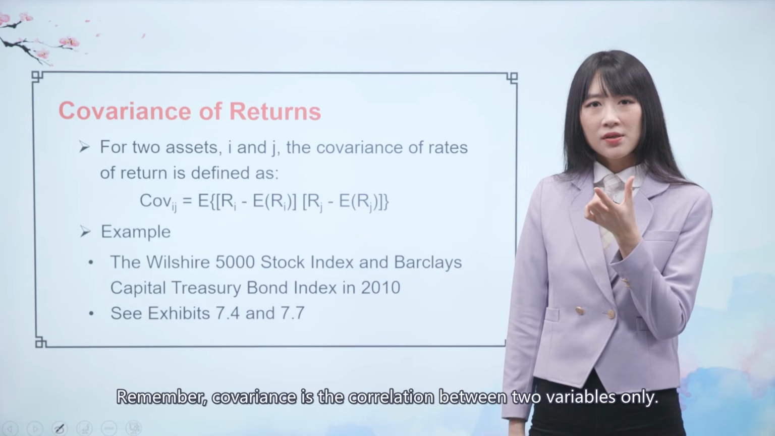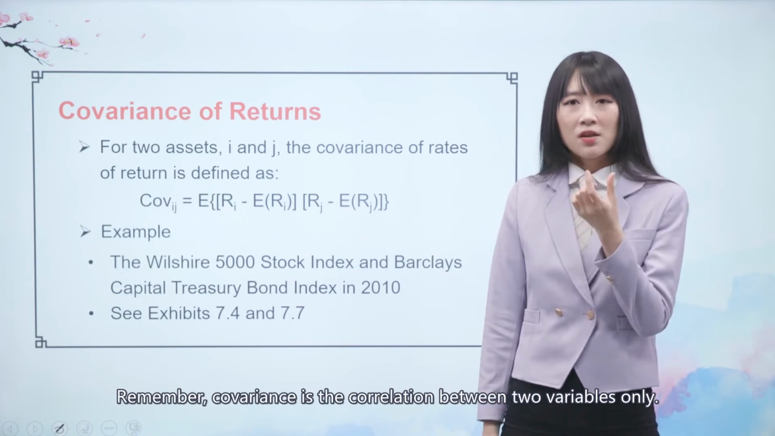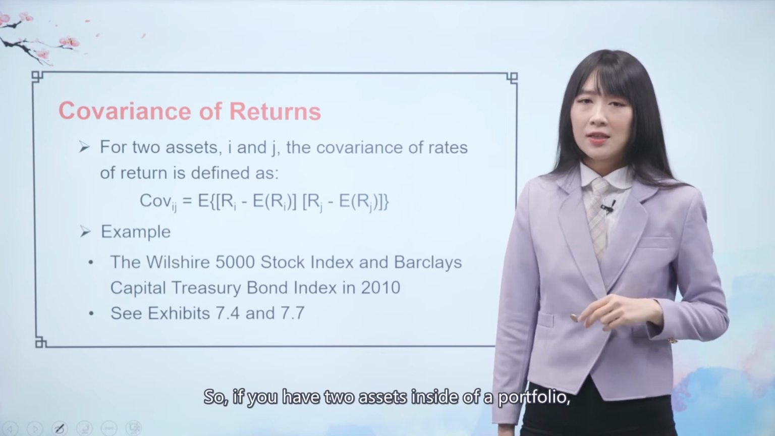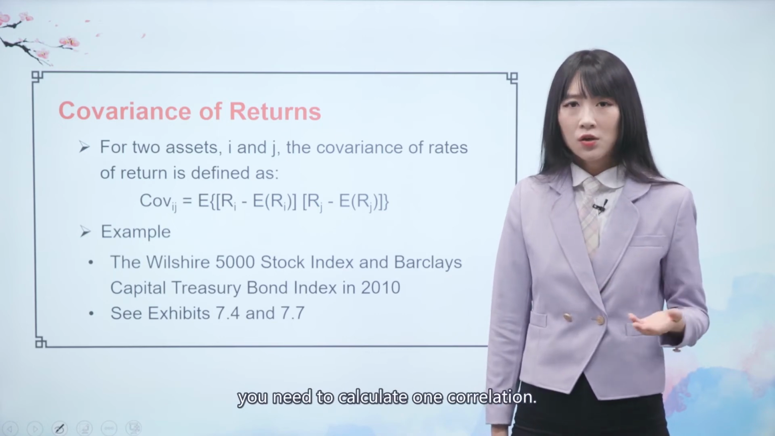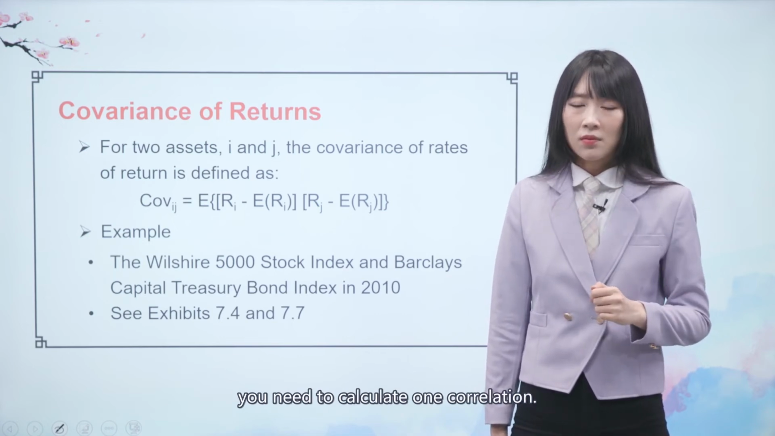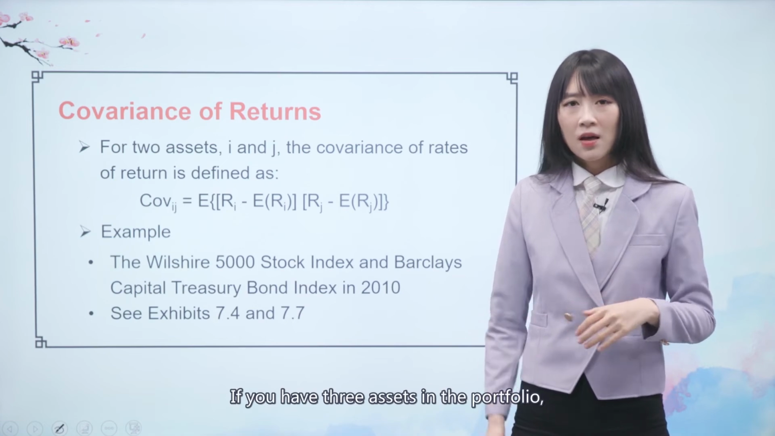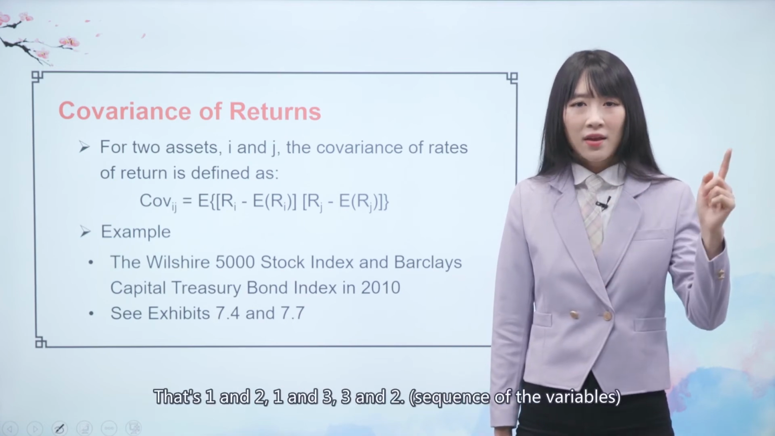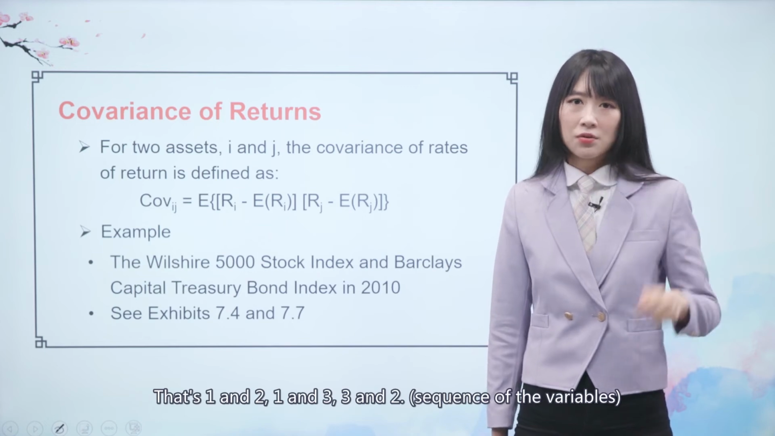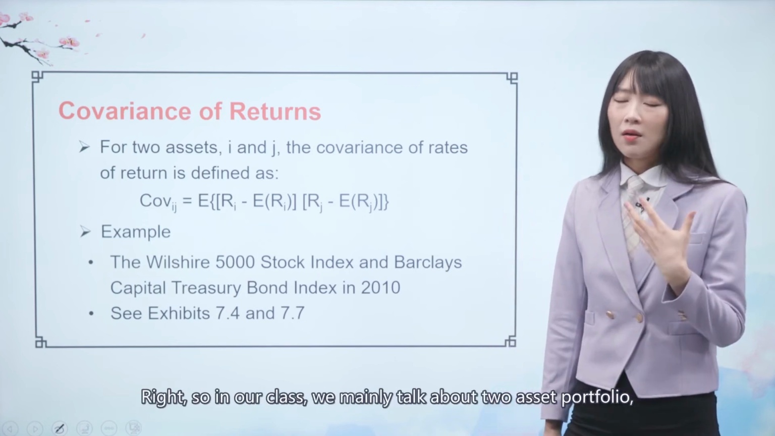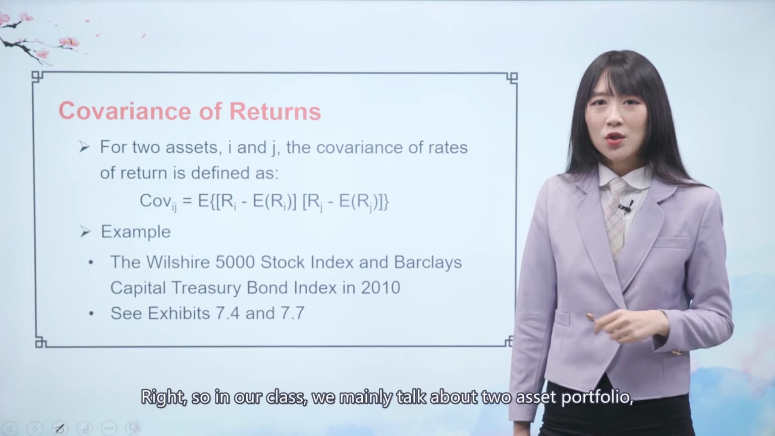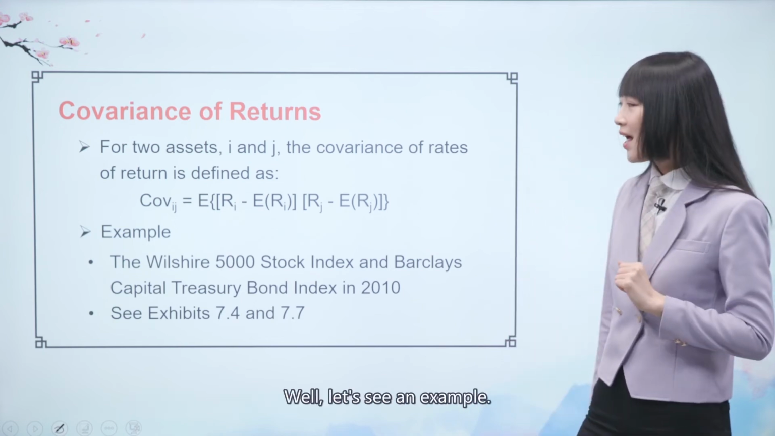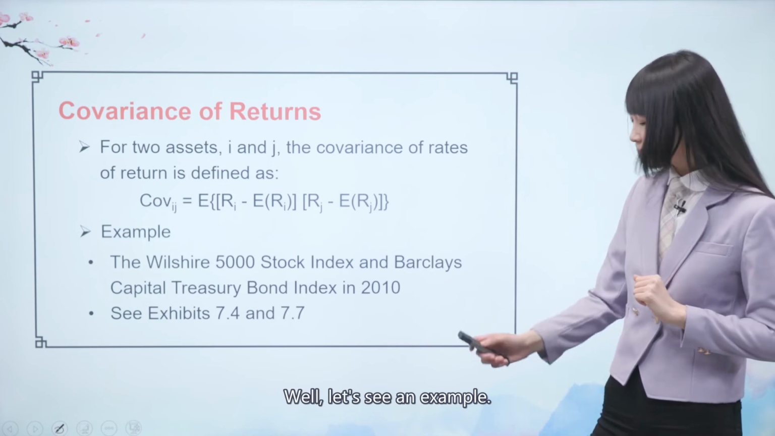Remember, covariance is between two variables only. So if you have two assets inside a portfolio, you need to calculate one covariance. If you have three assets in the portfolio, you need to calculate three covariances. That's 1 and 2, 1 and 3, 3 and 2, right? So in our class, we mainly talk about two-asset portfolios, so we only need to calculate covariance once. Well, let's see an example.